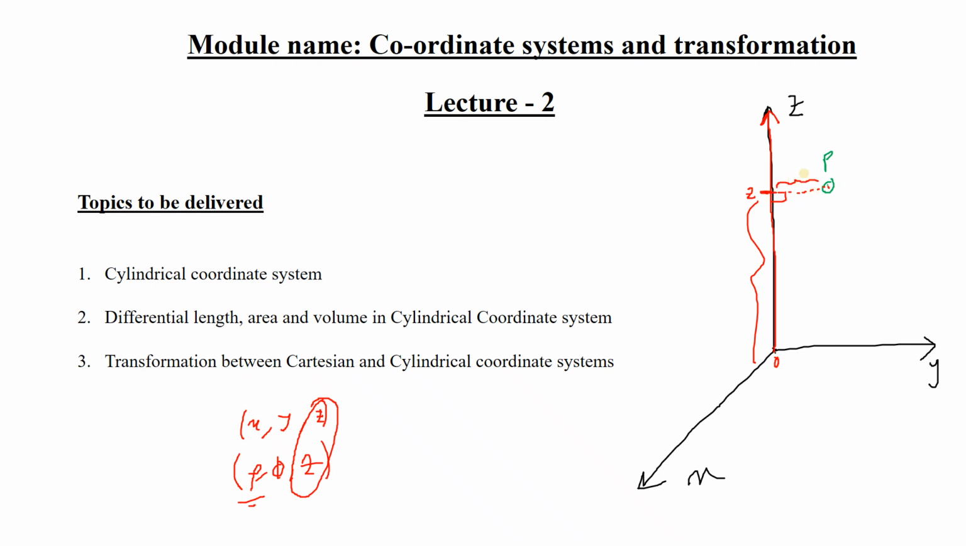Now, this distance from here to here is called rho. Why? Because using this value, taking rho as the radius, we will draw a circle like this, and we will draw a dotted line also on the xy plane. This is the xy plane. We will also draw the same circle on the xy plane, as if it is a mirror image, and we will extend it. That means we will draw a cylinder.